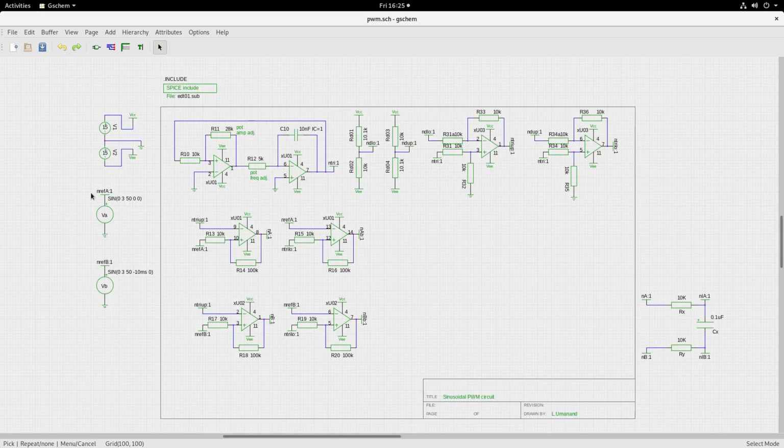For the modulating signal reference, I am using sine, just giving an amplitude of 3 and 50 Hertz. And for the other arm, B arm, I am giving the same sine signal but minus 10 milliseconds, 180 degrees phase shifted. Now I am having this library. Within the library is the sub-circuit for the op-amp also. I have used a generic op-amp. Have a look at that one.